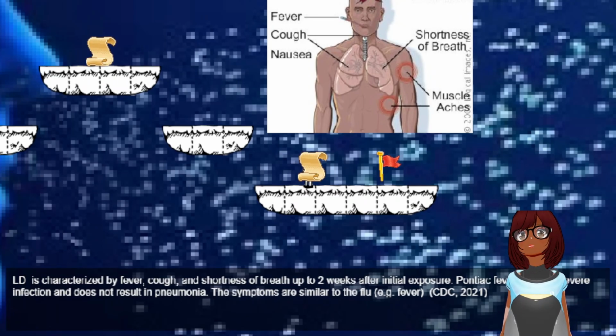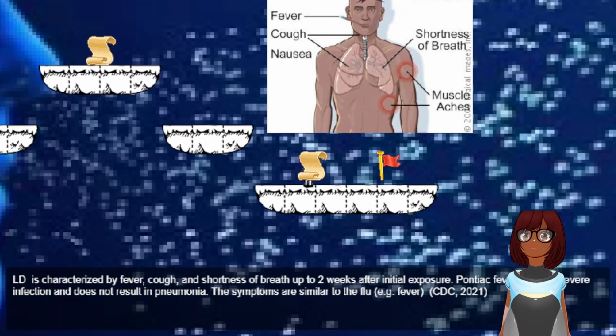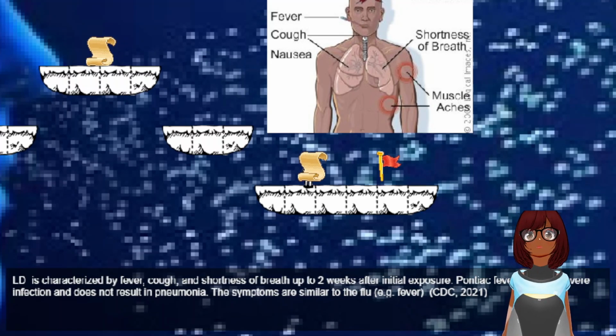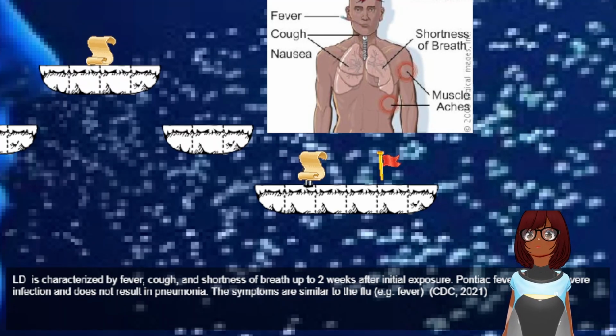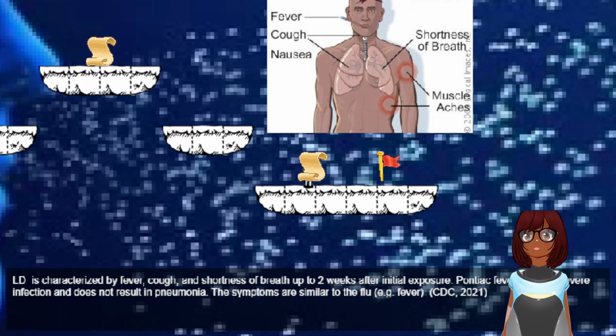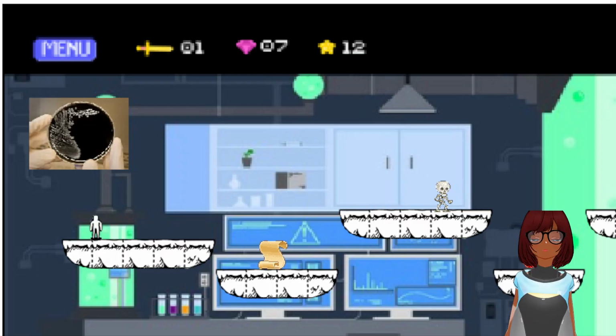Legionnaires' disease is characterized by fever, cough, and shortness of breath up to 2 weeks after initial exposure. Pontiac fever is the milder form of infection and does not result in pneumonia. The symptoms are similar to the flu, for example, fever. So some symptoms that we can see are fever, cough, nausea, and some muscle aches.